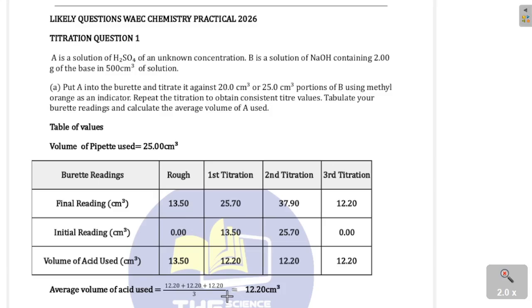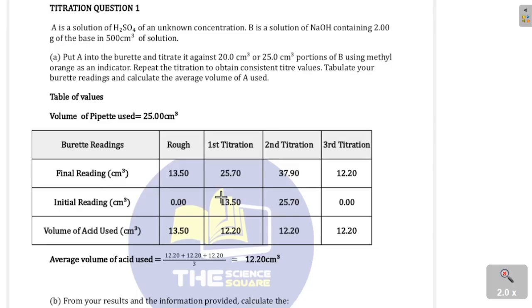This video is specifically targeted for 2026 chemistry practical alternative A. Based on the specimen that has been sent by WAEC, we have prepared a very likely question for this year's Paper 3 chemistry practical. The experiment has been done, and the titer value is what is presented in this table.